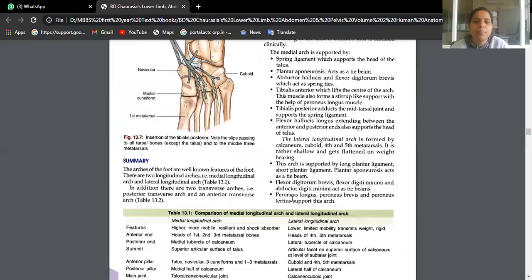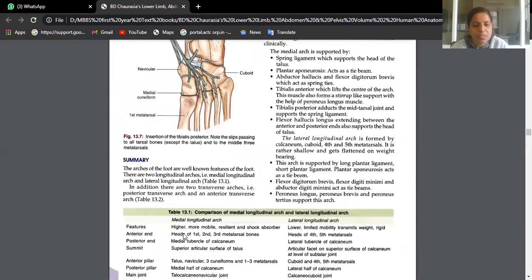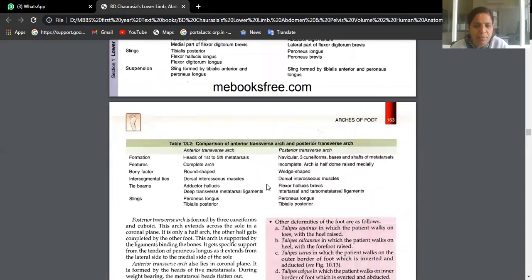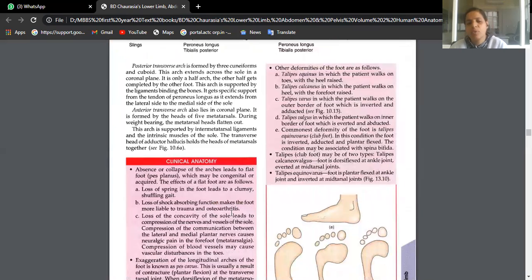Okay, so for the summary you can just go through, and you can also see the comparative study. I gave you the details in that. Then you can write a few clinical aspects. Suppose the medial and lateral arches are not present, you call that condition flat foot or pes planus.